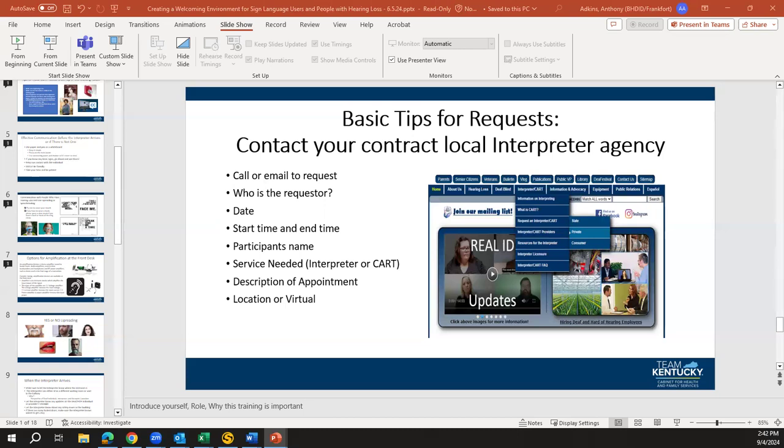The last piece of information you need to provide, let them know where the appointment is going to take place or if it's going to be virtual.